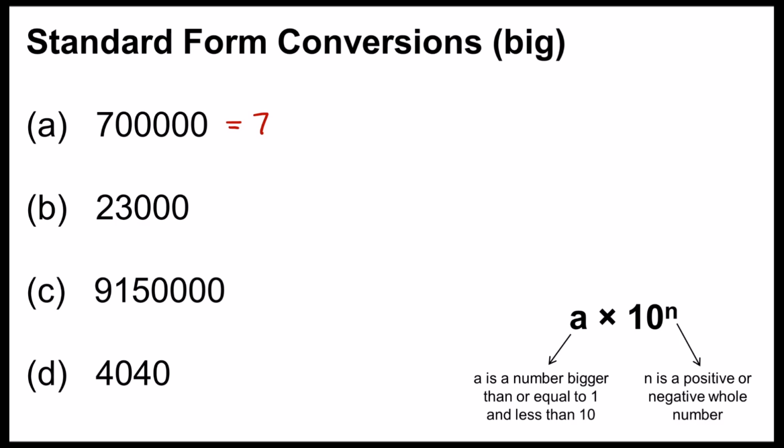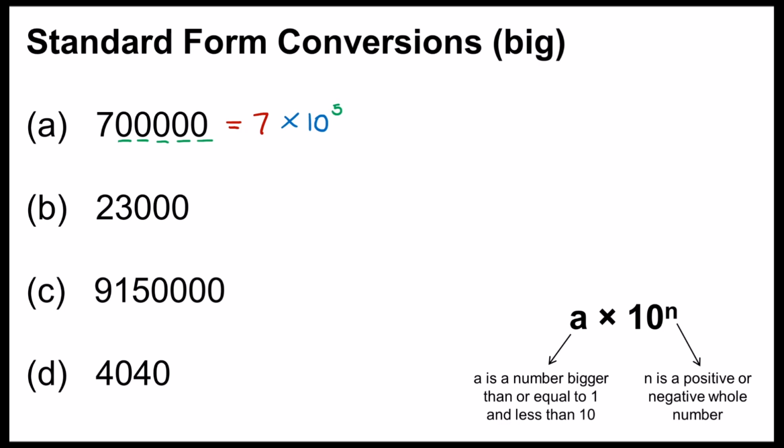The next part is always a multiply by 10. And finally, I need my power, which is how many times I need to multiply 7 by 10 to get back to 700,000. There is a nice little trick to work your power out. Simply count the number of digits after the first digit and that will be your power. So in my example, I've got 1, 2, 3, 4, 5. So my answer is going to be 7 times 10 to the power of 5.